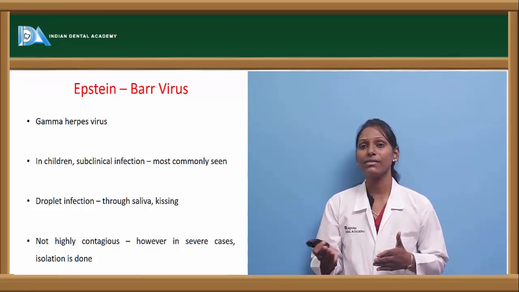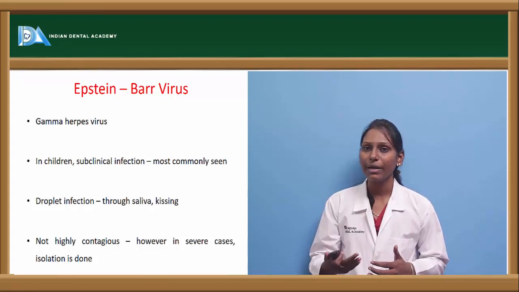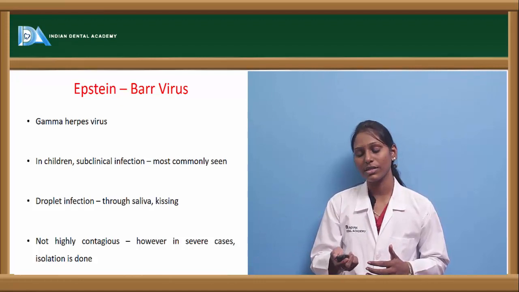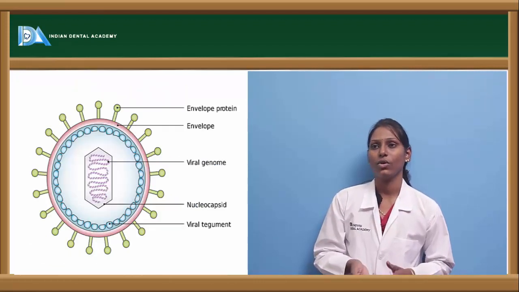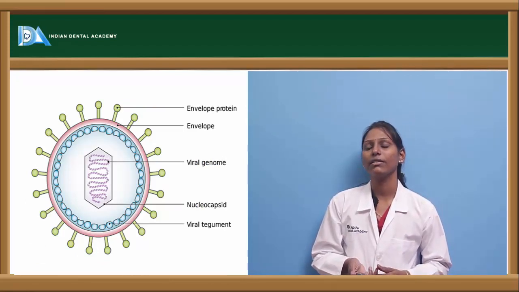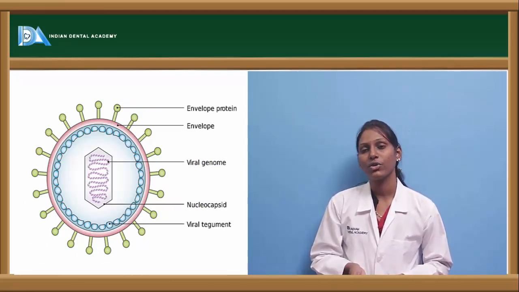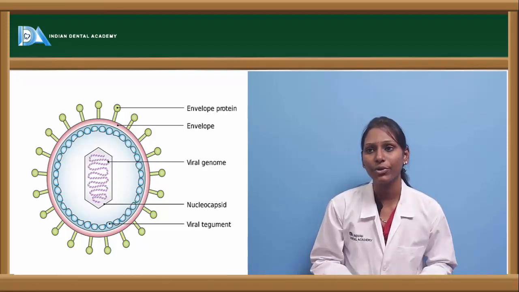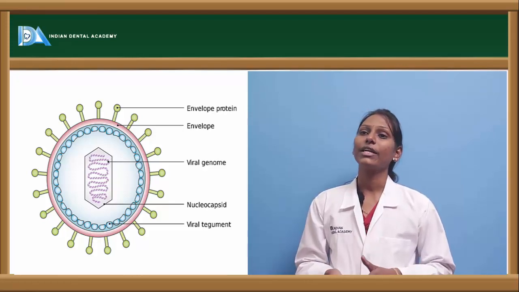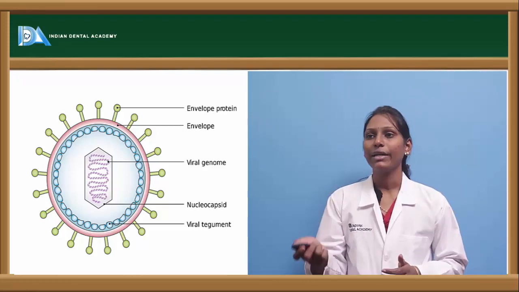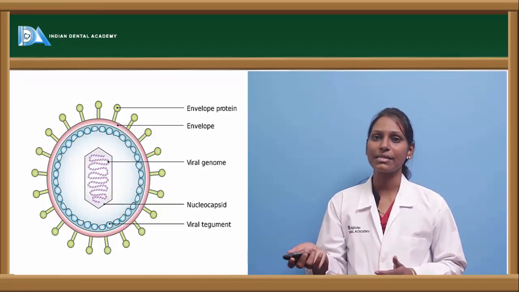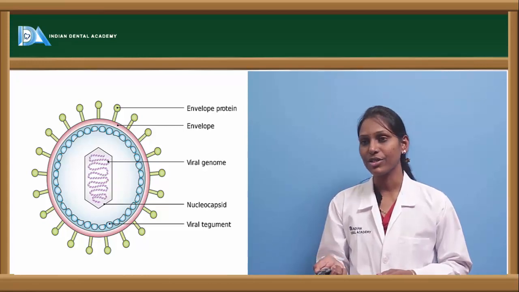However, in severe cases isolation may be required, because even while coughing these droplets can transfer from one person to another, thus causing infectious mononucleosis in the other person also. Now coming to the structure of this virus. Normally the Epstein-Barr virus has an envelope with extruding proteins called envelope proteins, and it has a viral genome surrounded by a nucleocapsid and also a viral tegument surrounding this viral genome. Envelope proteins and viral genomes are known to be the causative antigens, that is, the Epstein-Barr antigens.